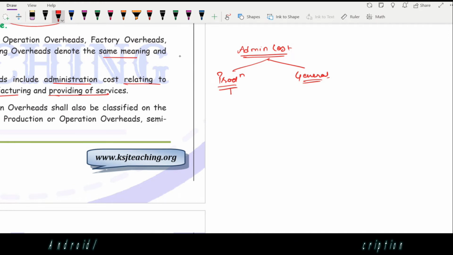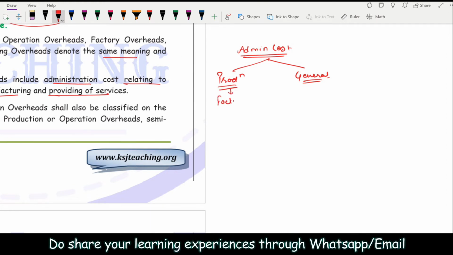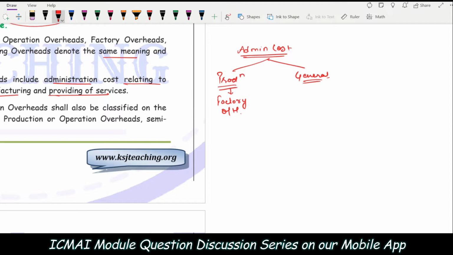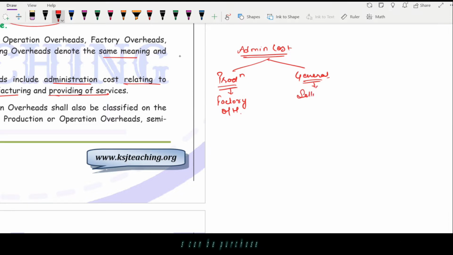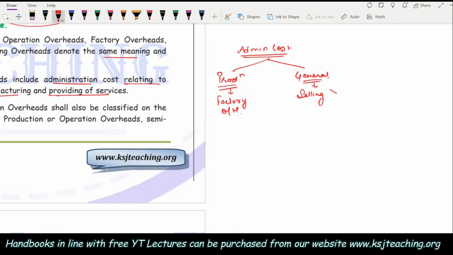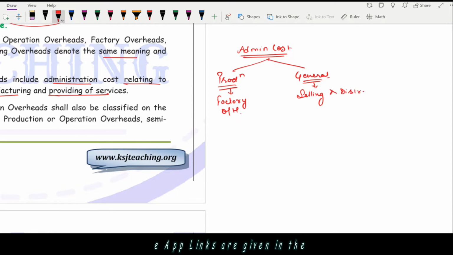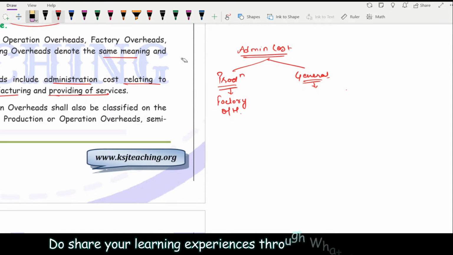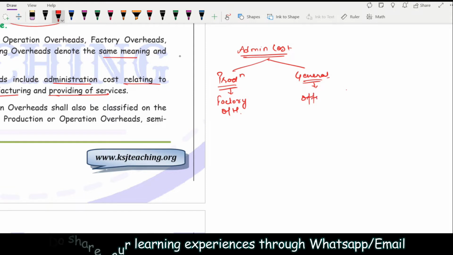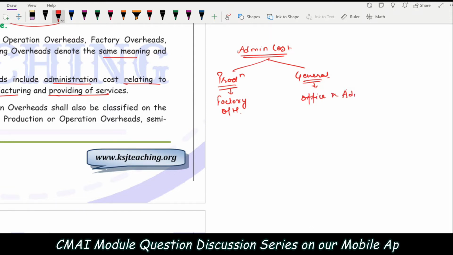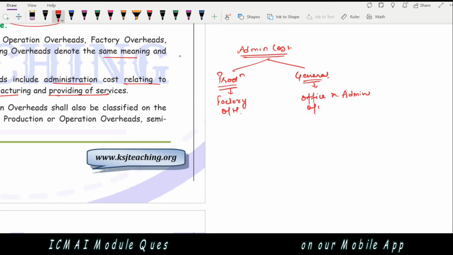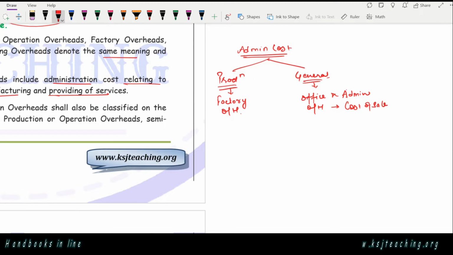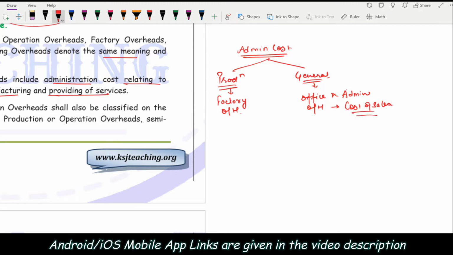Now the one which is related to production will come under your factory cost, or we call it factory overheads or production overheads. The one which is general, we take it under office and administration overheads, right? Basically not selling and distribution overheads, I will call it office and administration overheads. These are taken while calculating the cost of sales.